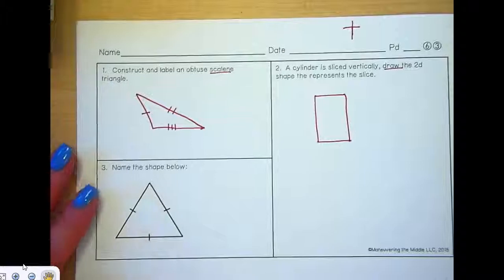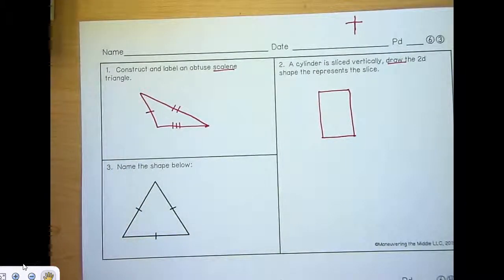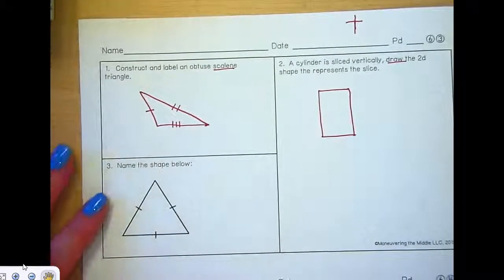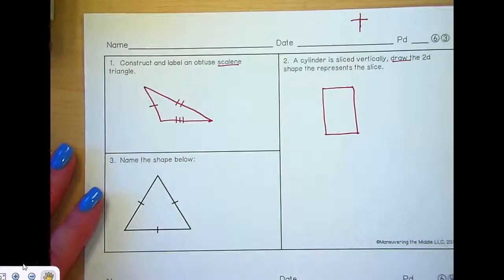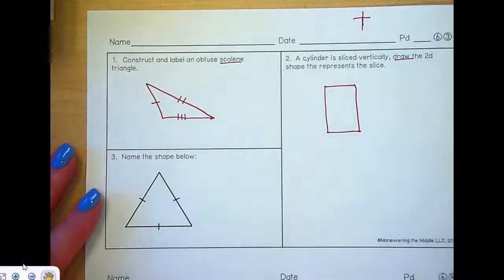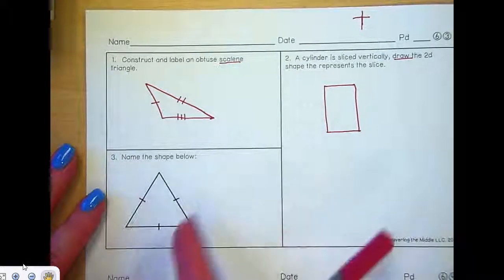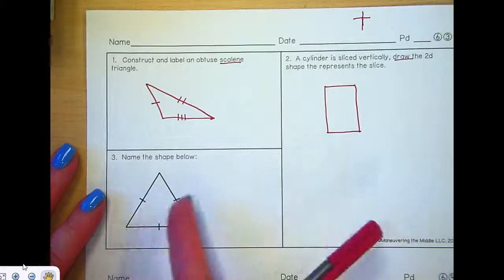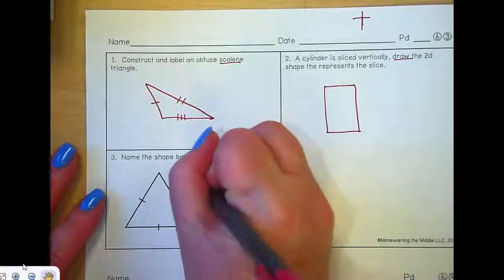All right, last one, name the shape below. So you need to name it in 2 different ways. Name it for the side lengths and name it for the angles. Anybody besides James have an answer this morning? Aiden? Equilateral, yes, because they're all equal sides. I can see that because they all have just one line through it.